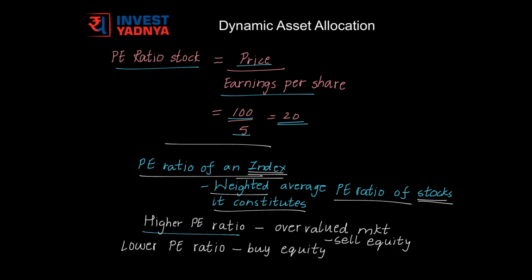A higher PE ratio of an index, which you choose to follow for your dynamic asset allocation, indicates that the market is overvalued and you should sell your equity. At lower PE ratios of the index, you should buy equity.